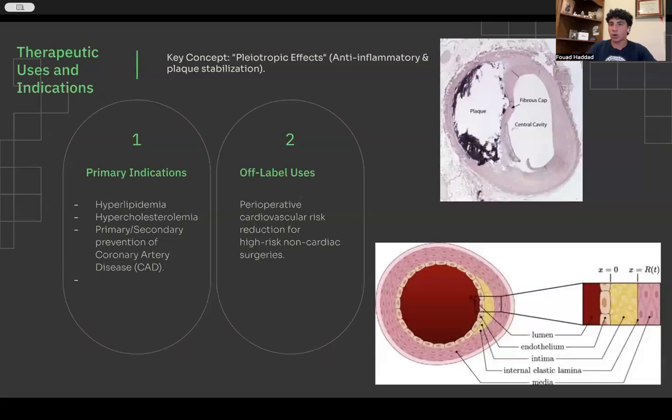Regarding off-label uses, statins are frequently utilized for preoperative cardiovascular risk reduction in patients undergoing non-high-risk, non-cardiac surgeries. In addition, this takes advantage of the drug's pleiotropic effects, which means statins don't just lower cholesterol, but they also actively reduce inflammation within the body and help stabilize existing plaques within the arteries. You can see that in the cross section here.